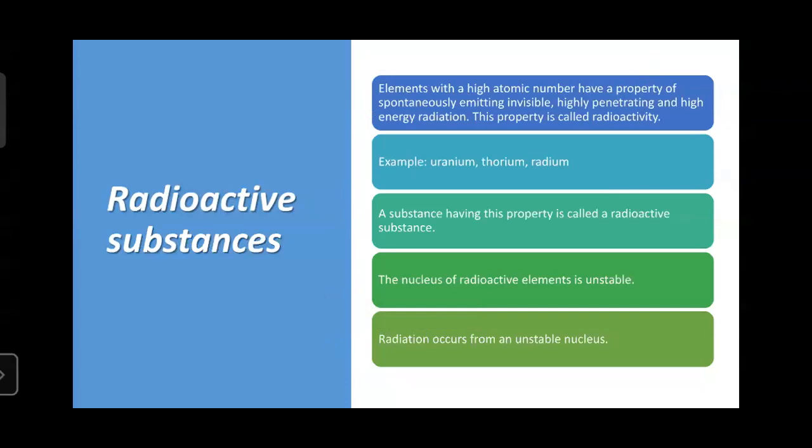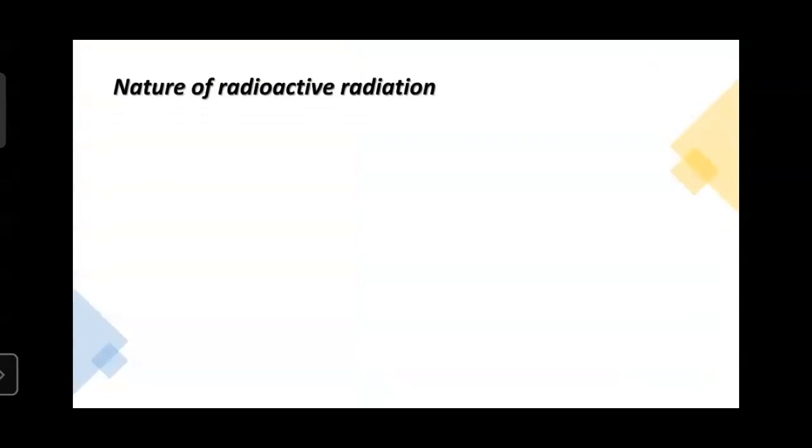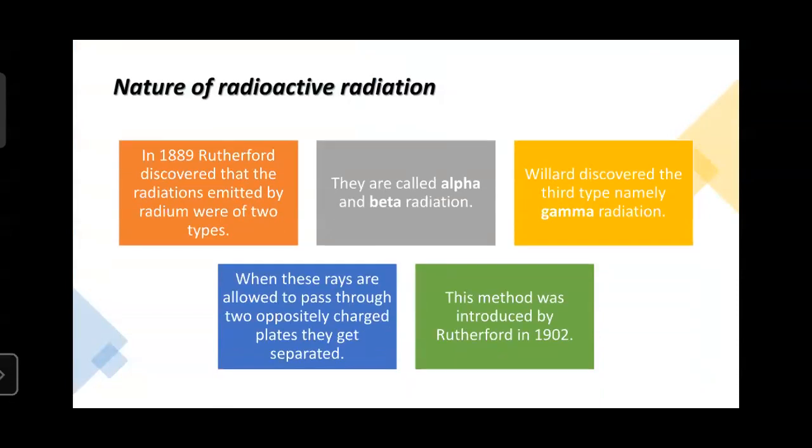The substance having this property is called a radioactive substance. The nucleus of that radioactive element is unstable. Radiation occurs from an unstable nucleus. So next we will see the nature of radioactive radiations.